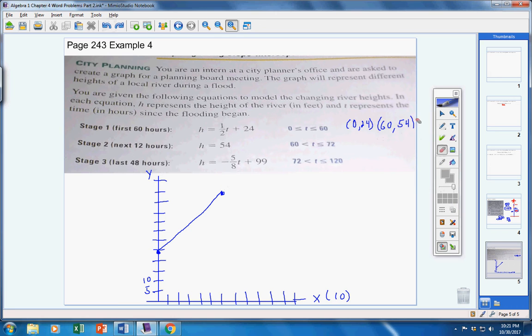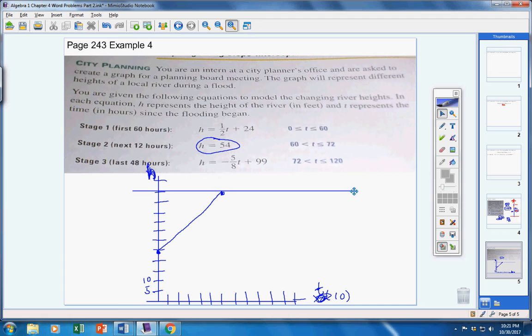Now let's use our next equation. It's a single variable equation: h equals 54. I put y, but this is your h-axis here, because h is all by itself, and this is your t-axis. So remember, when you have a y only or an h only, it's going to be a horizontal line. So here's 54, and I'm going to draw a horizontal line going through 54 like this.